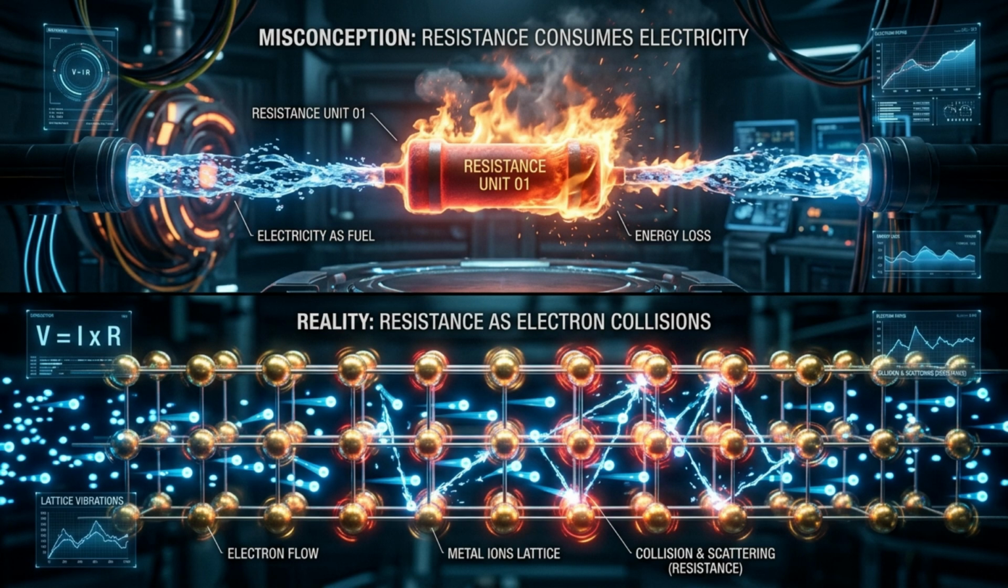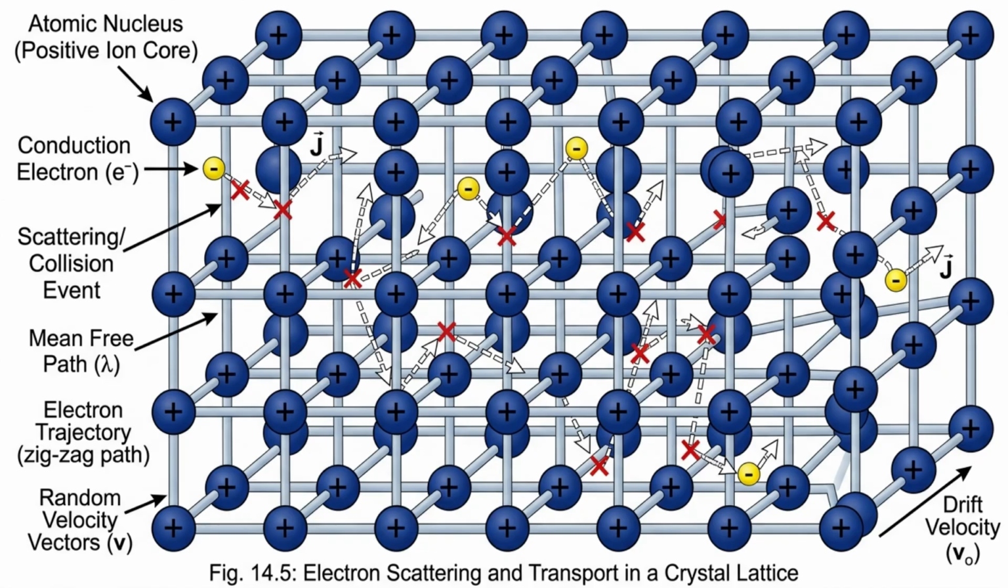Most people think resistance is a material that uses up electricity. But in engineering, this is not correct. In this video, we will understand resistance clearly from the fundamental level. Resistance is the property of a material that opposes the flow of electric current. It does not consume electricity, but it limits how easily electric charge can move through a conductor.